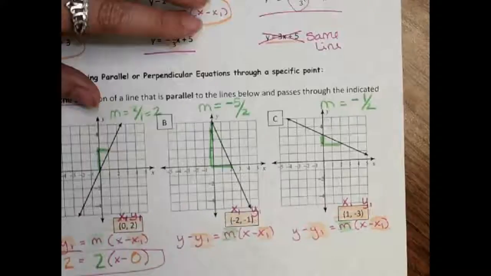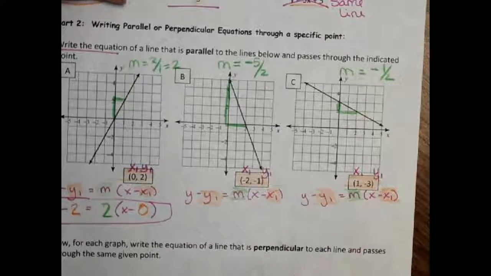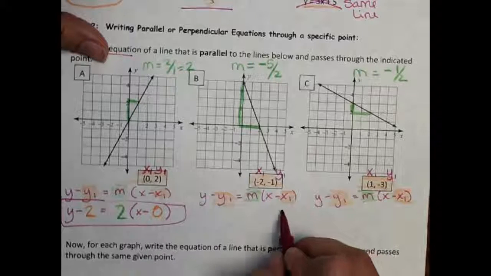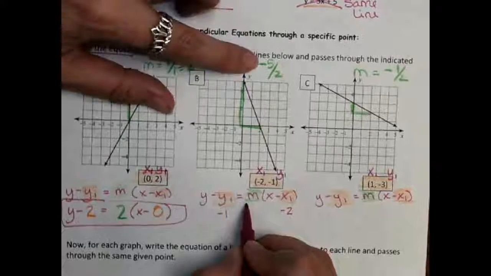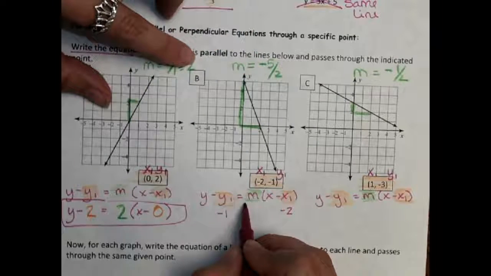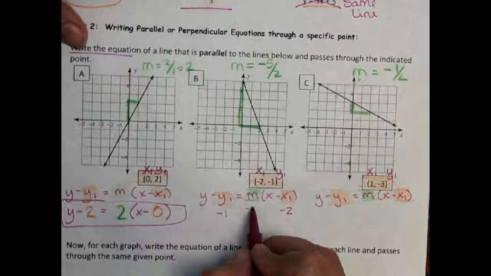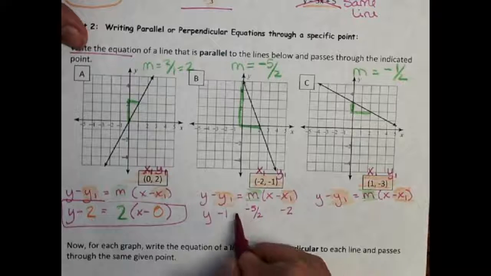So then I also labeled these x1, y1 on each one of these, because that's the point I'm going to plug in. So I'm going to plug in x1 for this one, and y1 for this one, and my slope I know is the same because I'm looking at parallel lines, so the slope is going to be the same as the slope of this line, -5 over 2. The rest of it I just copied down from my original problem.